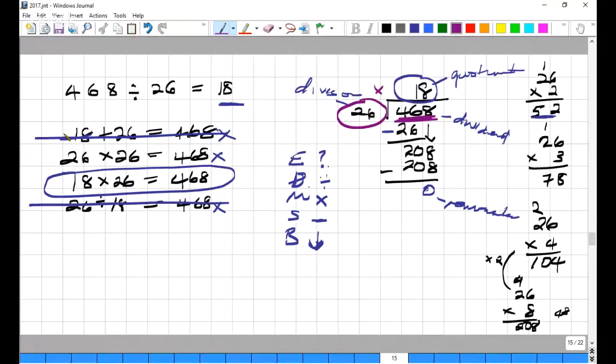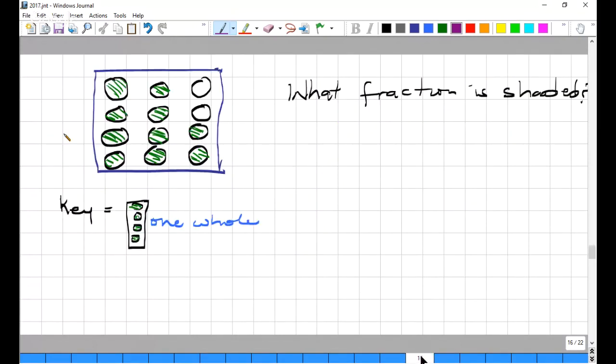Okay? Yes, sir. Every dog must swim. Bank. We need to estimate. We need to divide. We need to multiply, and then what? Subtract. And then bring down. All right. Let's go back to the top of the list.